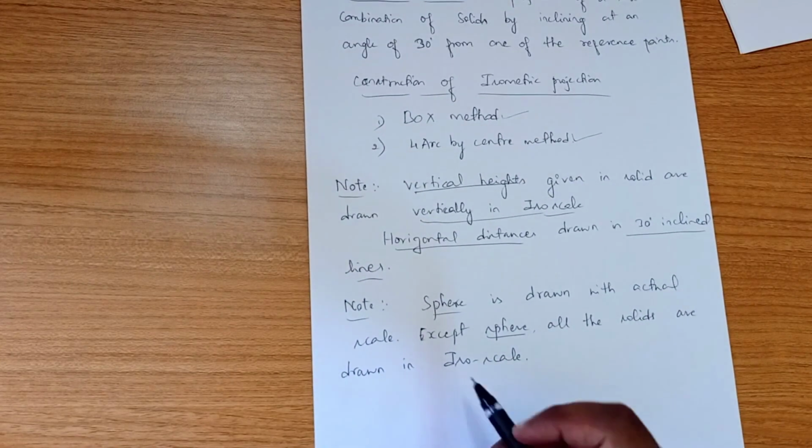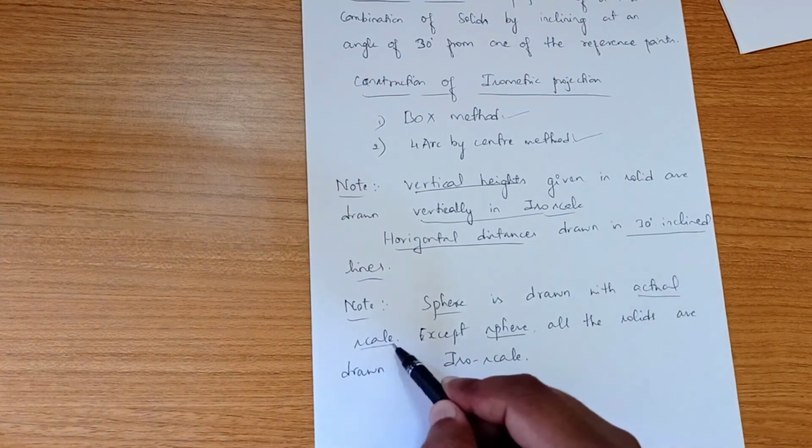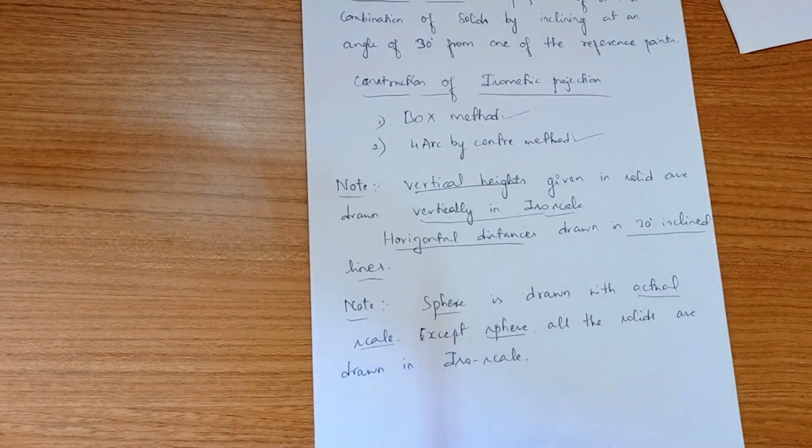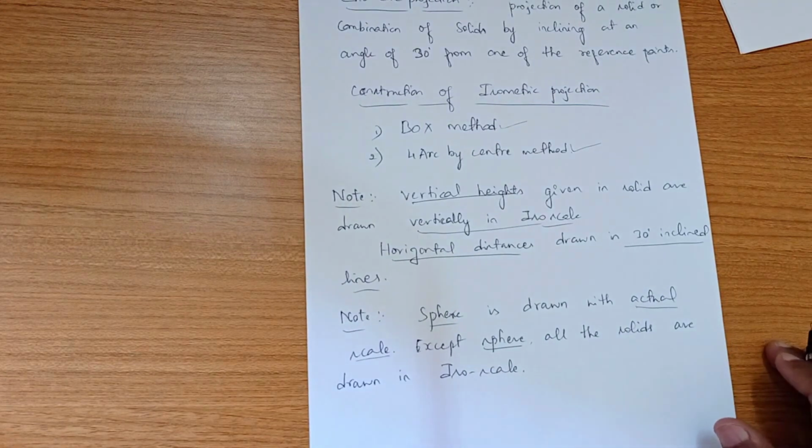Now we come to the sphere. The sphere is the only solid which will be drawn with the actual scale, because except the sphere, all the solids will be drawn with the isoscale. So what happens exactly in a sphere? If we tilt a sphere at whatever angle, 30, 40 or 50 degrees, we will get the same circular view, the top view and front view. By inclining at 30, 45 or 60 degrees, we get the same view. That's why the sphere is drawn with the actual scale. So remember, except the sphere, all solids are drawn with the isoscale in isometric projection.